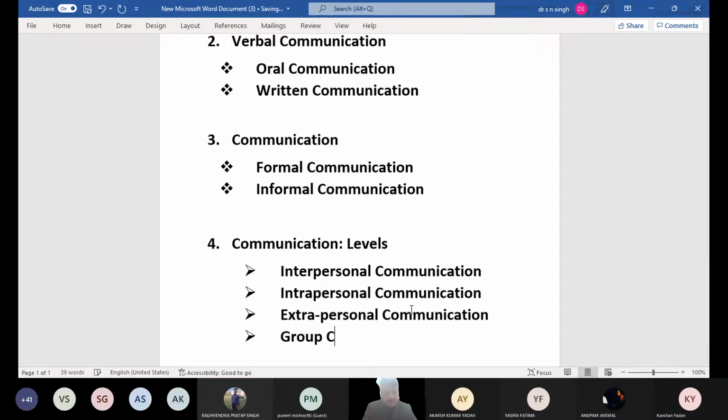Then there also comes one more division. I have written group communication. Clear? What is this? In interpersonal communication, you are interacting with maybe 2, 3, 4, 5 people. But when one group is interacting with another group, or 4, 5 people are sitting and everyone is communicating with everybody, that is group communication. If the group size is bigger, what will happen? If the group size is very, very big, it is mass communication.